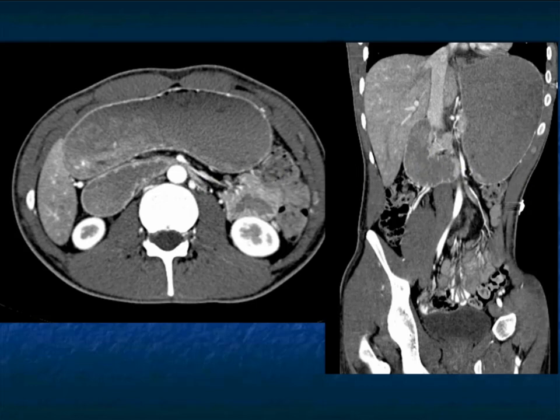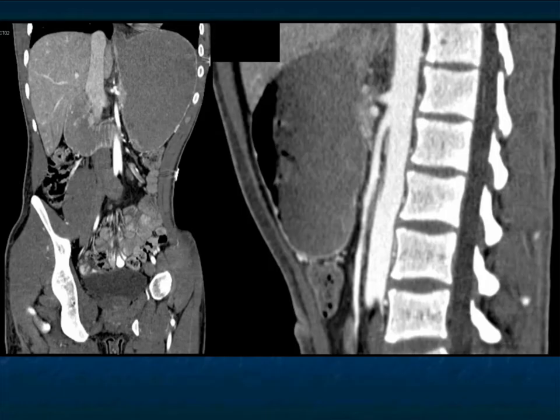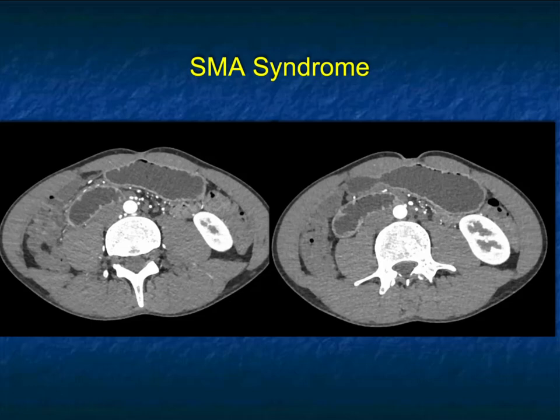Here it is on coronal view, a classic example of SMA syndrome with the duodenum being dilated, very nicely shown. And here it is again. Look at the angle of the SMA to the aorta. It's a few millimeters in distance and under 10 degrees. Again, this idea about SMA syndrome. Here you see the patient's stomach.